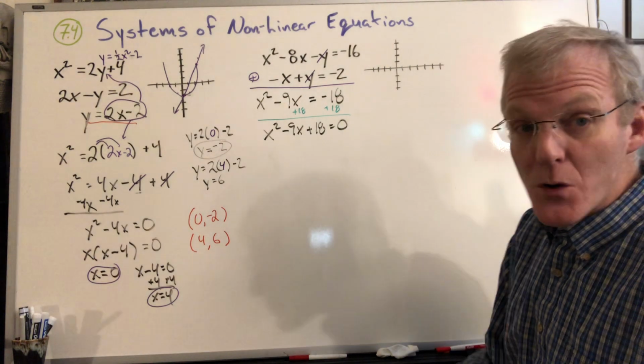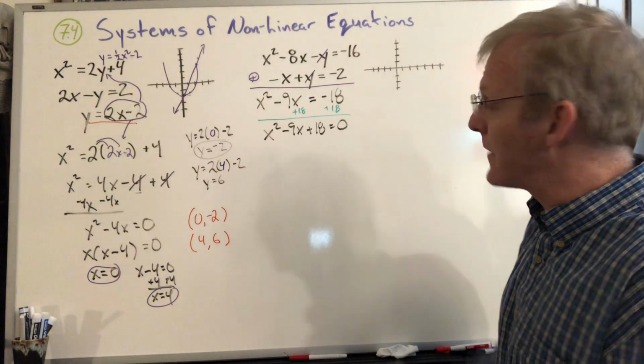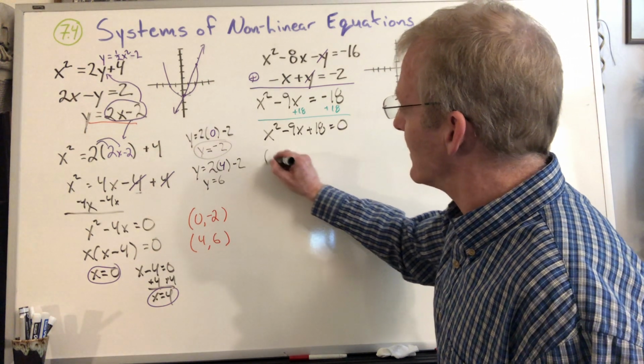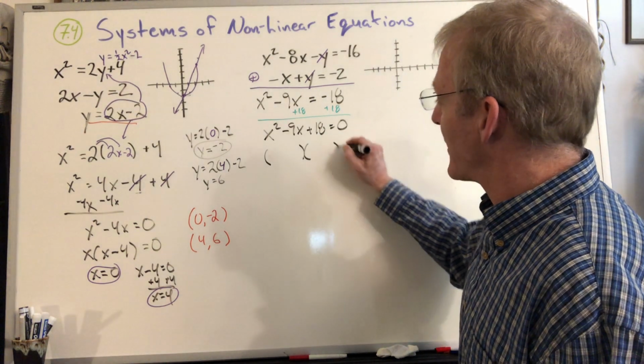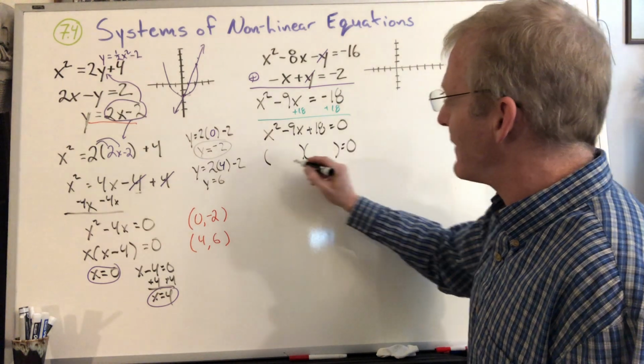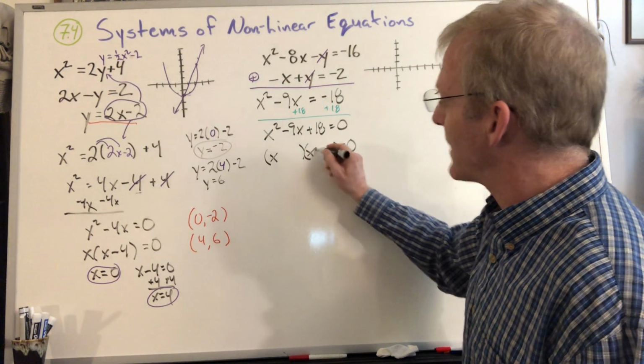Now again, like I said, most of these are going to be factorable, so give it a try. I'd give myself a minute. I give myself about 30 seconds. I give yourselves about a minute. If you can't factor it in a minute, go on to the quadratic formula.